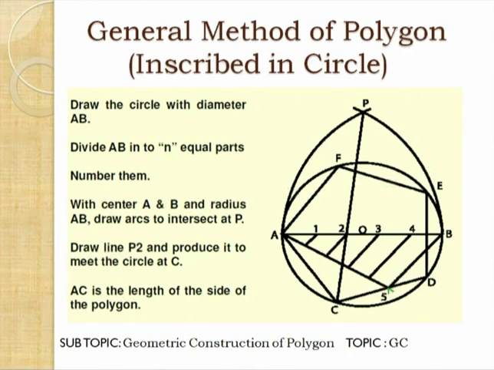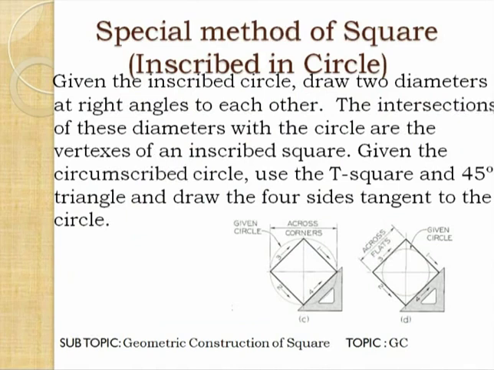This is again a general method for polygons. With the help of this method, you can draw even a hexagon, heptagon, octagon also. You can also draw a triangle and a square. Then, the special method for a square.